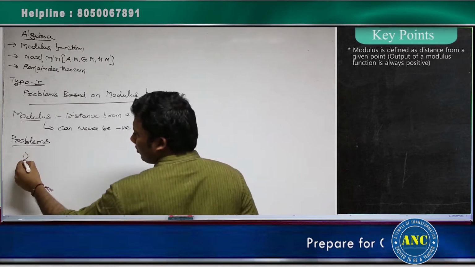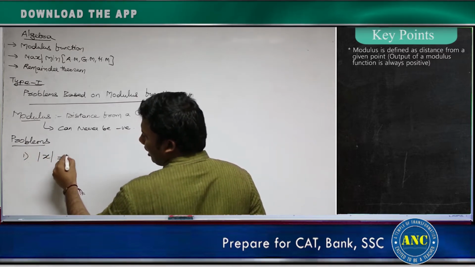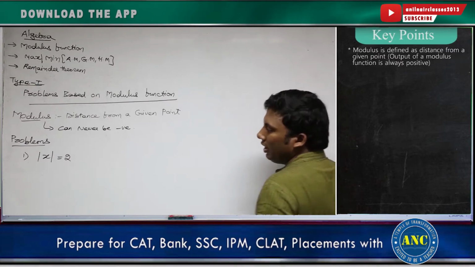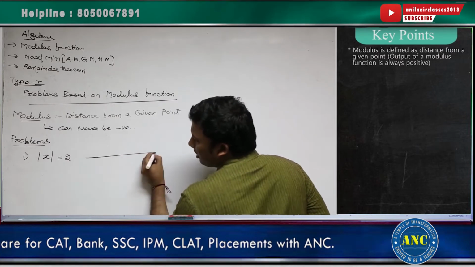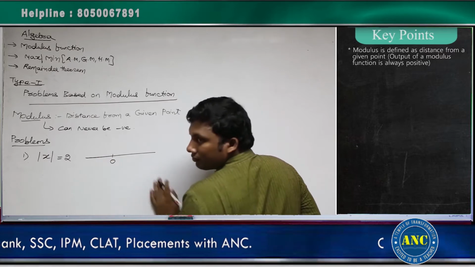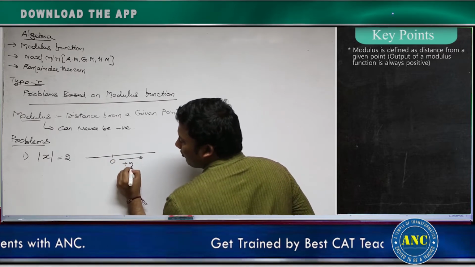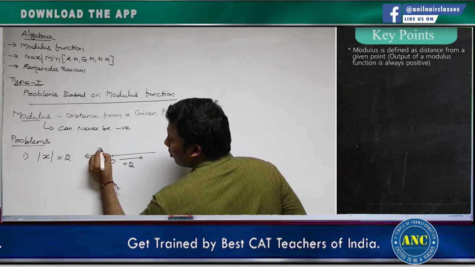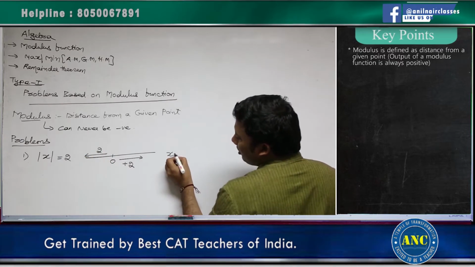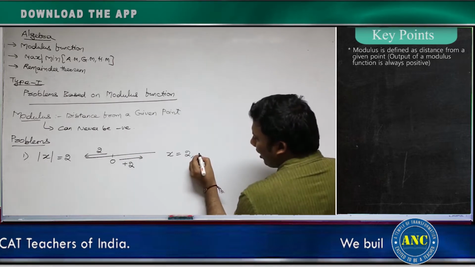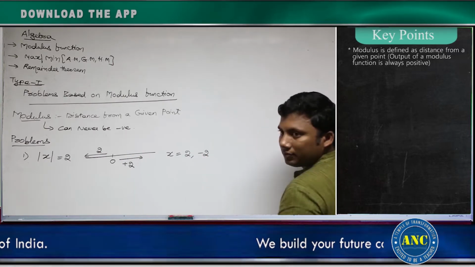First one, mod x equivalent to 2. The meaning of this statement is, first listen, x is there at point 0. It travels 2 units. That means it travels 2 units forward or it travels 2 units backward. If it travels 2 units forward, then the value is 2. If it travels 2 units backward, then the value is minus 2.